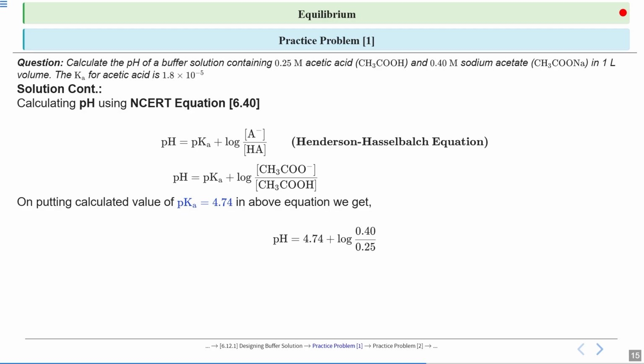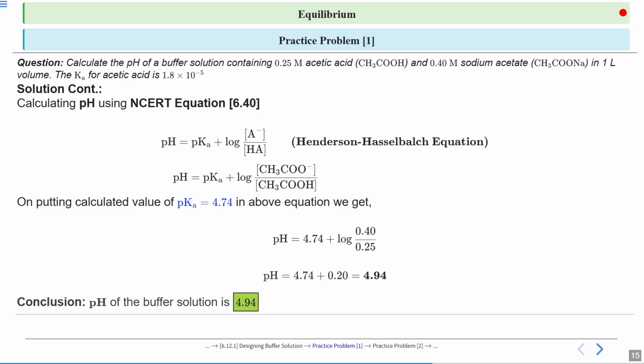If you do it, you will get pH equal to 4.74 plus log 0.40 by 0.25. So this will be equal to 4.94. This is your final answer. So the pH of this buffer solution is 4.94. Can I ask you whether this buffer is an acidic or basic buffer? Yes, you can answer it. It's a very simple question. Your buffer will be an acidic buffer, because your pH is less than 7, right?